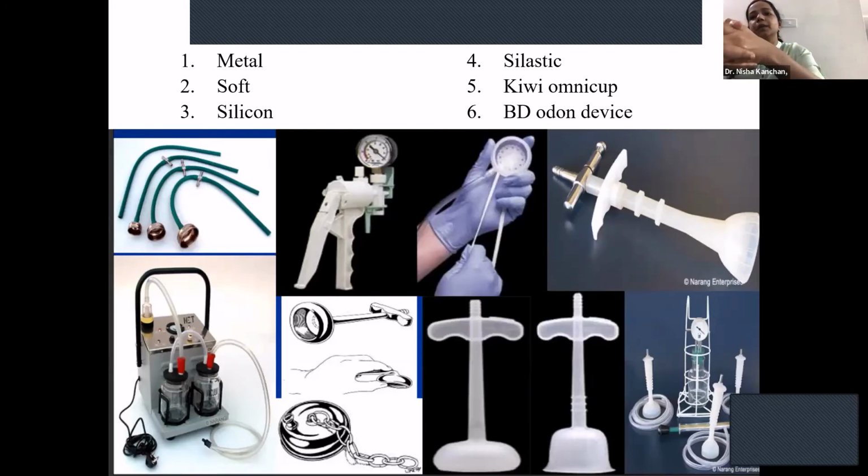So Kiwi cup and BD Odon devices are the newer advances in vacuum cups, where they create a very good vacuum and have less chance of popping off. Okay. Next slide.